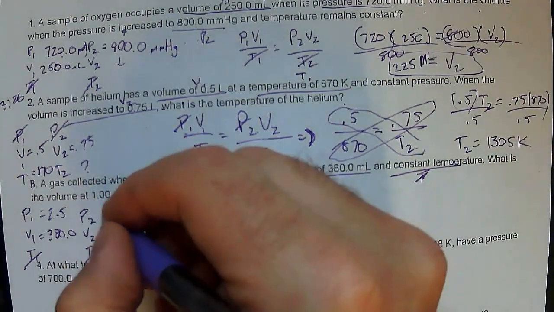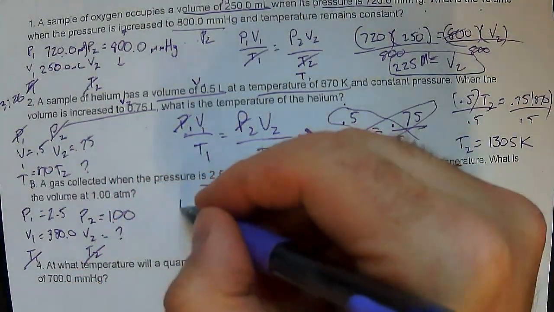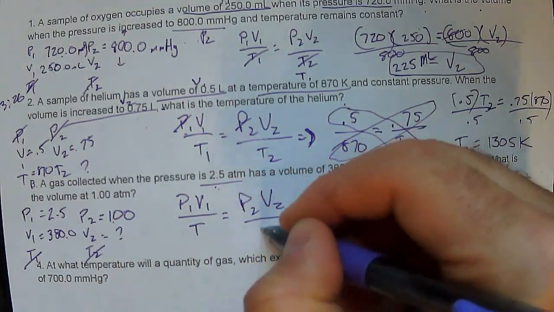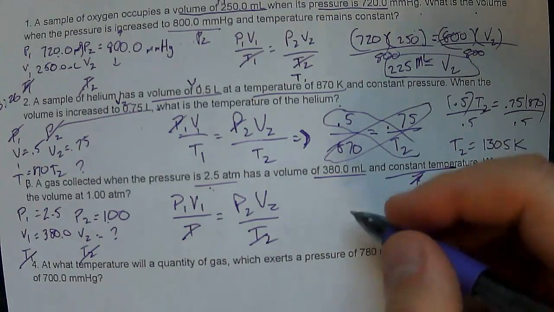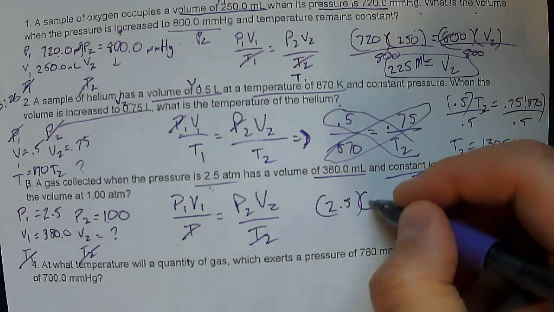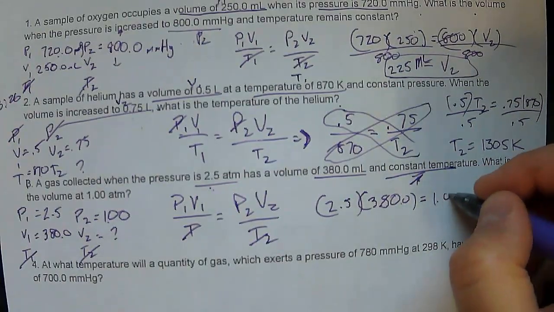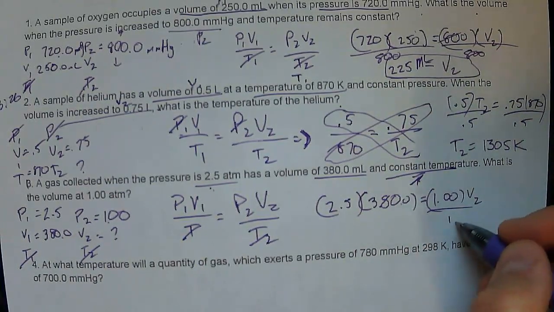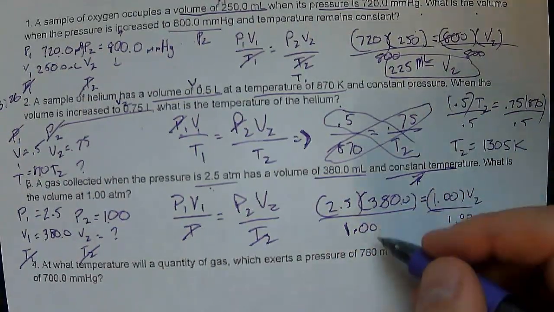What is the volume at 1 atmosphere? So we'll change this, and we want to know what the volume is. Again, we'll use the combined gas law, P1 V1 over T1 equals P2 V2 over T2. We don't need temperature, so we do 2.5 times 380 equals 1.0 times V2. Now we divide both sides by 1.00, which I hope y'all can do in your head. It's the same.